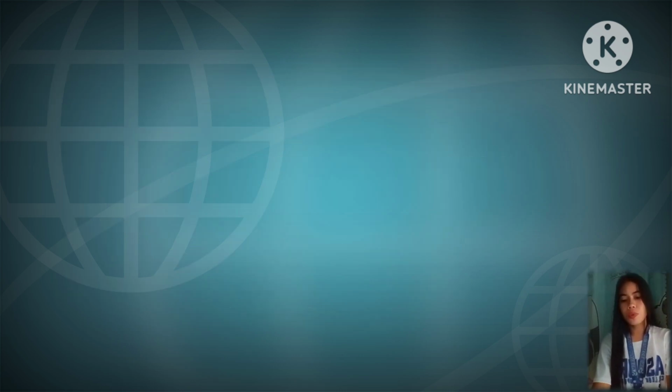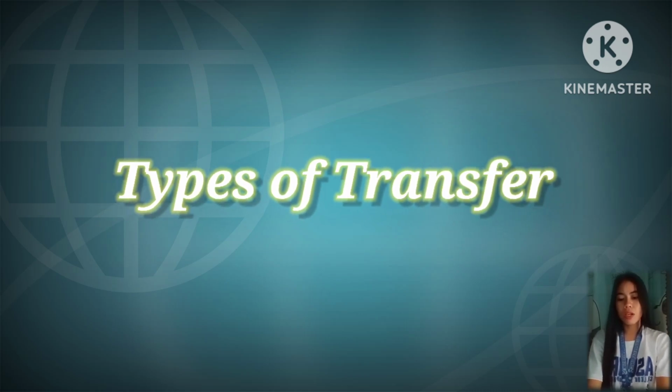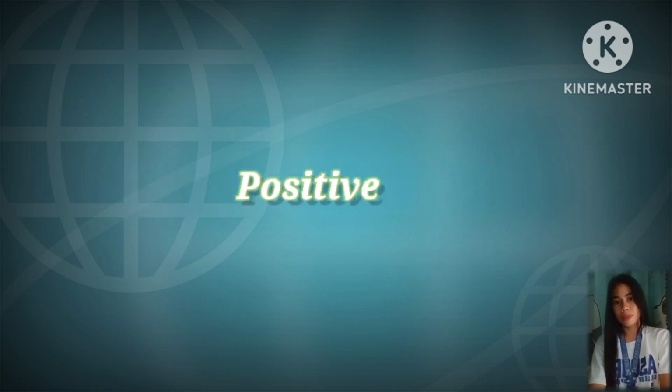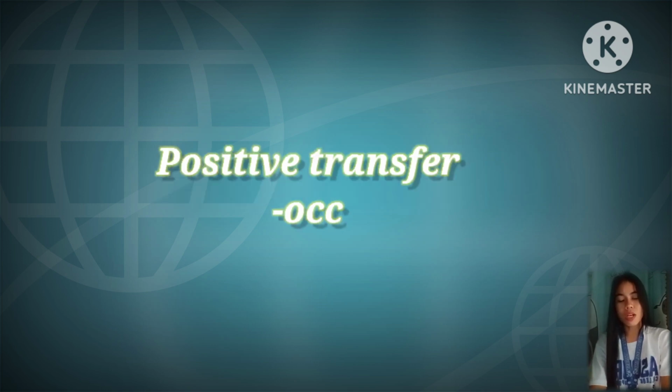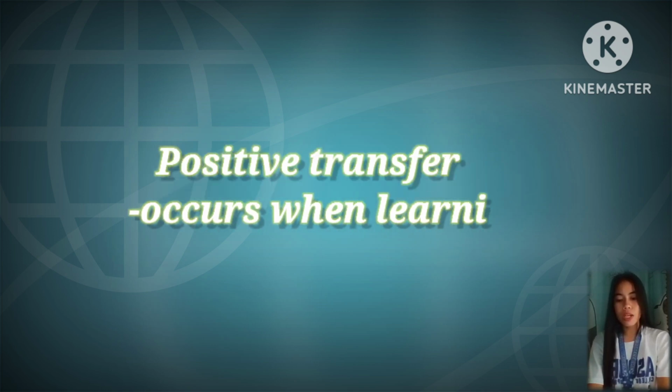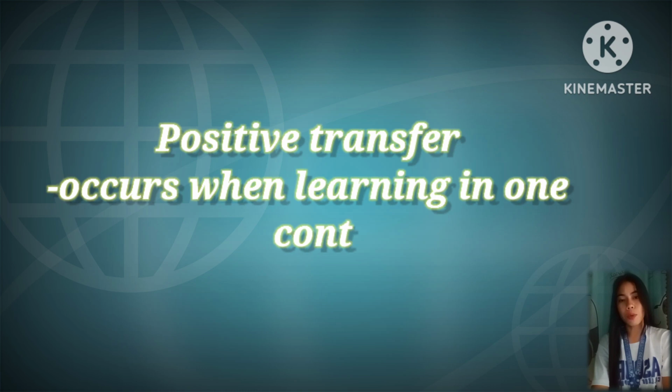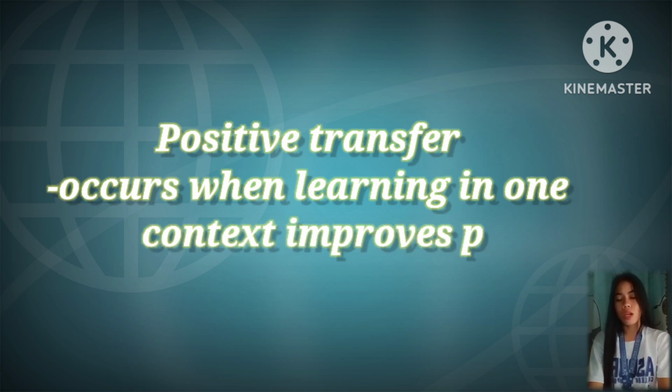Now, let's move to types of transfer. Okay, the first one is positive transfer. So, positive transfer occurs when learning in one context improves performance in some other context.